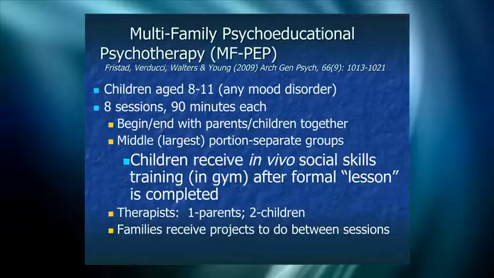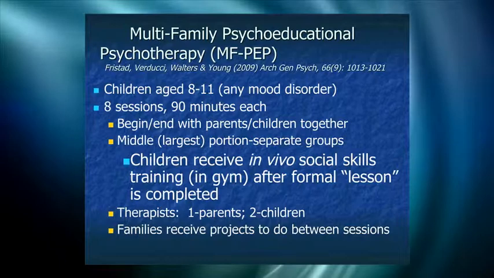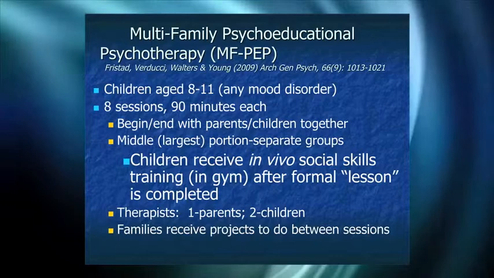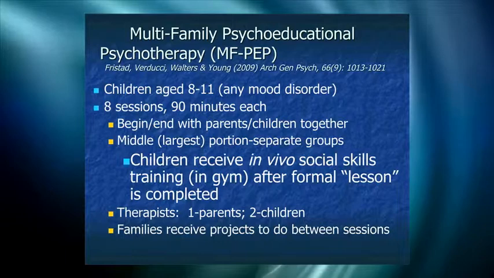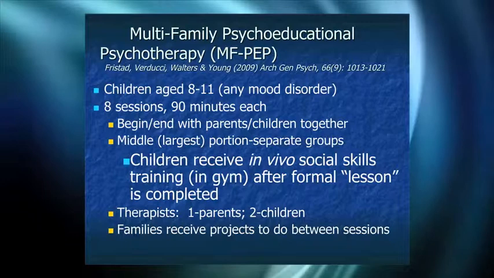So we expanded it to 8 sessions, 90 minutes each, and we were funded then by NIMH to do a larger clinical trial, randomized controlled trial, again, for kids between the ages of 8 and 11 with any major mood disorder. And in these sessions, we begin and end with parents and children together. The bulk of each session is done separately for parents and children, and kids receive in vivo social skills training. We had the luxury of having a gym, but you need a room that kids can get up and move around. These groups are run like 5 to 6:30 on a weeknight.